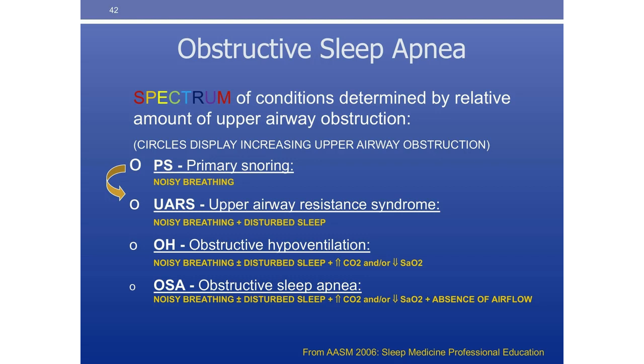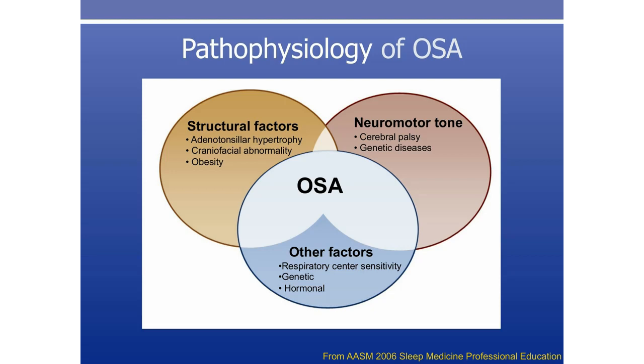Obstructive sleep apnea depends on several factors, which are shown in this Venn diagram, mostly the patency and size of the upper airways, the neuromuscular tone, especially of pharyngeal muscles, and other factors, including hormonal. We know that it's more common in adult males and equally common in postmenopausal women and older adults. So no one factor determines whether you have obstructive sleep apnea or not.